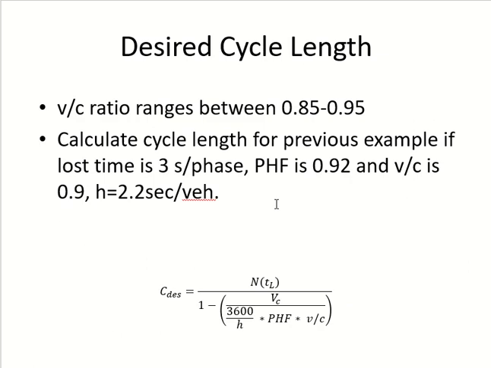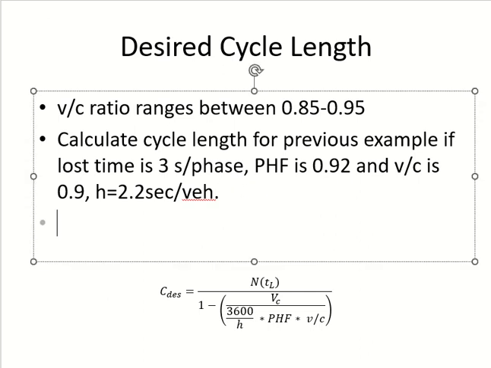Now we can calculate the cycle length. This is the equation of cycle length. We have used it earlier as well. So here I will just add VC. So loss time per phase is given, peak hour factor is given, V by C ratio is given, saturation headway is given, VC we calculated. How many phases we have? 4.